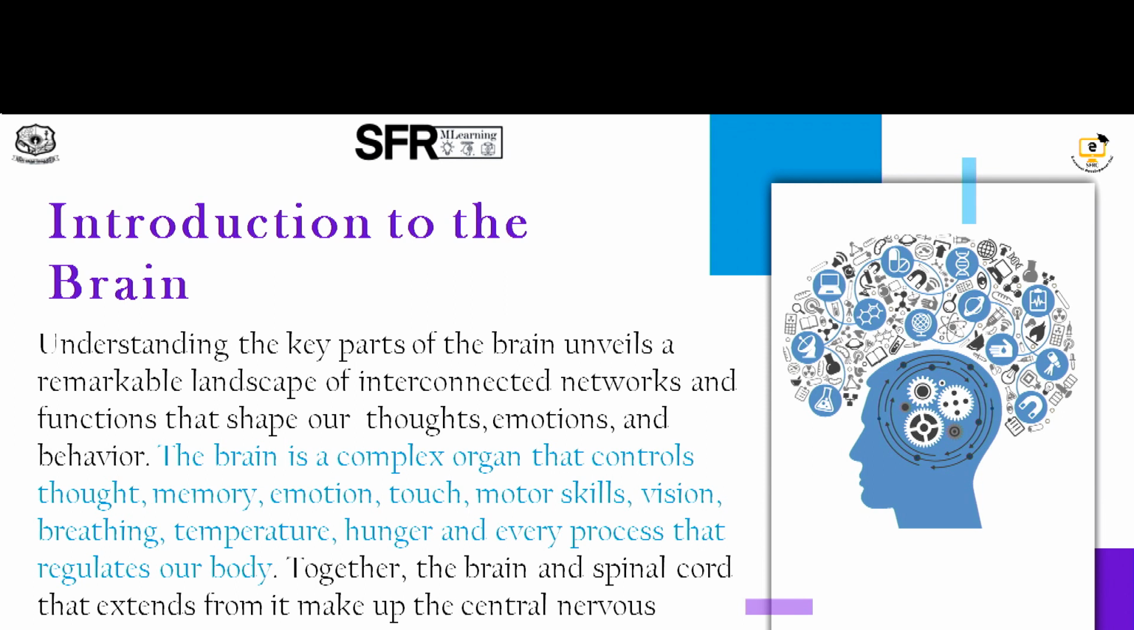Understanding the key parts of the brain is something very remarkable. Your brain is a complex organ that controls thought, memory, emotion, touch, motor skills, vision, breathing, and these are all the basic psychological processes that are understood by the brain. Your brain and the spinal cord combine together to form the central nervous system, or the CNS.